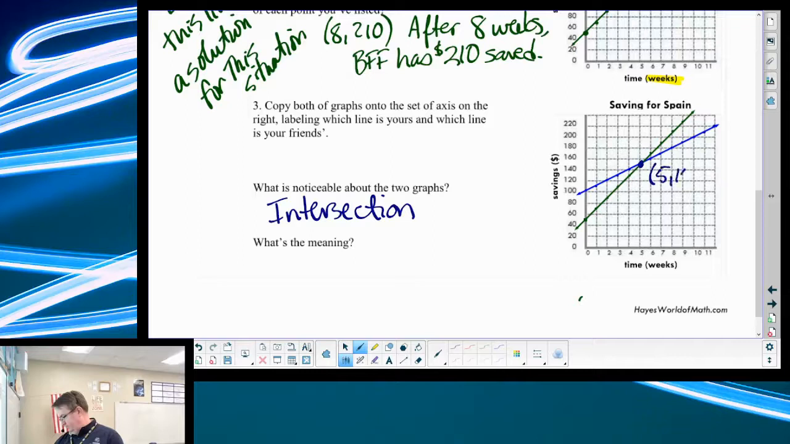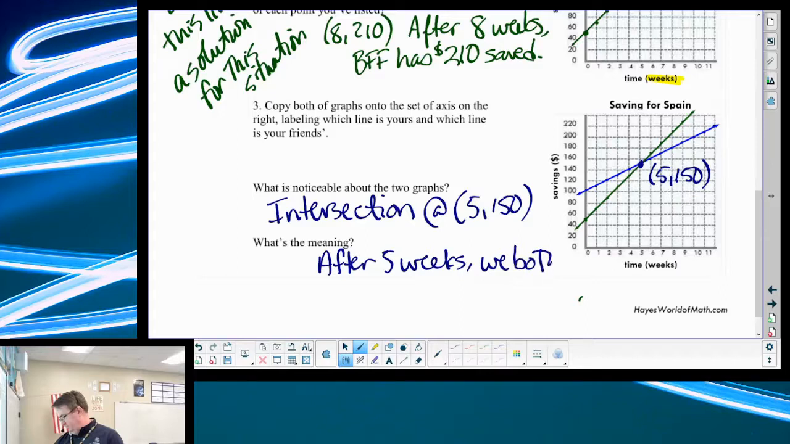At 5, 150, if we graphed it out correctly. So at the point 5, 150. Now, what does that mean? Okay, here's the billion dollar question, right? Well, not billion, probably about $150 question. So after 5 weeks, we both have $150 saved.